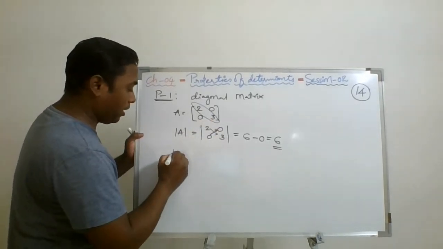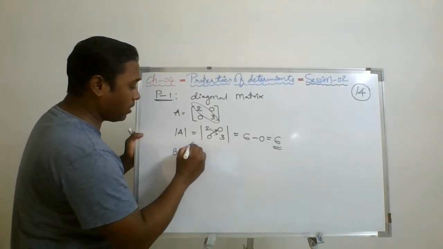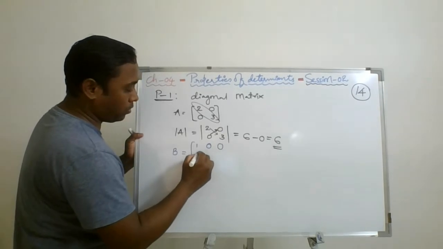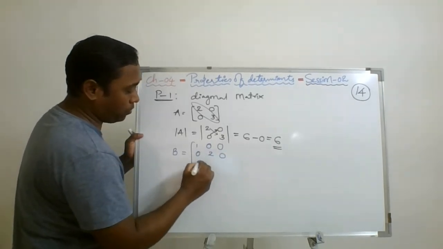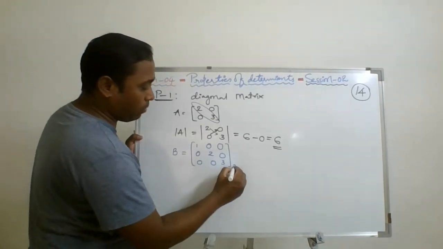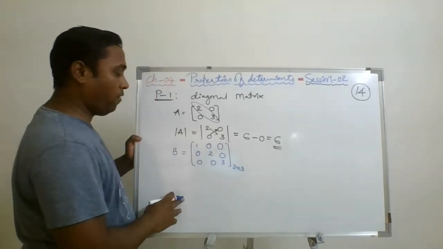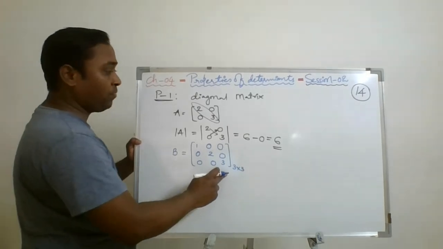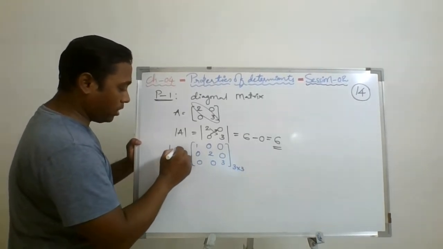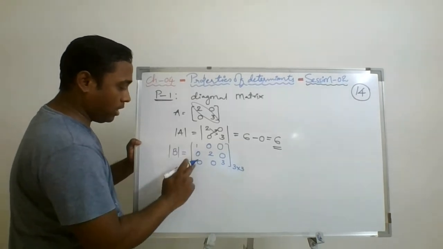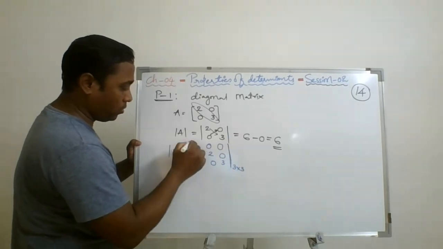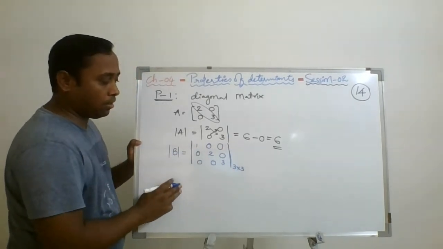Now if I am taking a 3 by 3 matrix, let the matrix B be [1 0 0; 0 2 0; 0 0 3]. So this is a 3 by 3 square matrix. Now I want to find the determinant of this matrix. So how can I find the determinant? Simply by writing the determinant of B. It means the determinant of this matrix. So this is a symbol to represent the determinant.